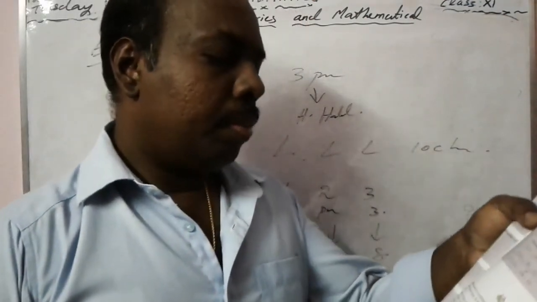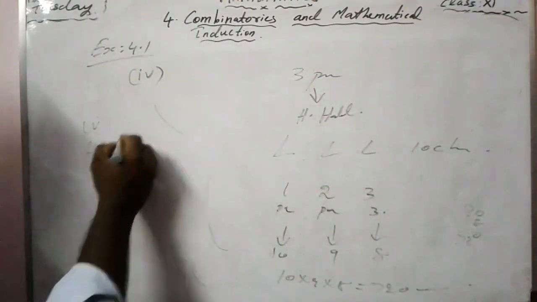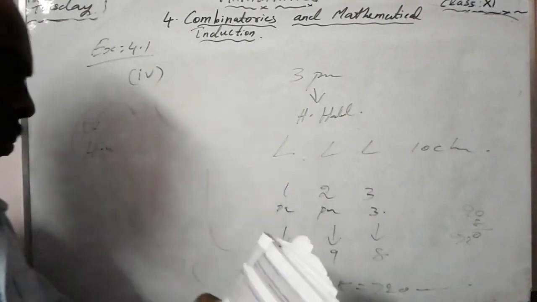So fifth part you try to do as homework, okay? Fifth part, at least one sum you just try. Right.